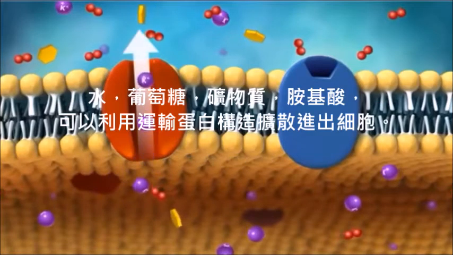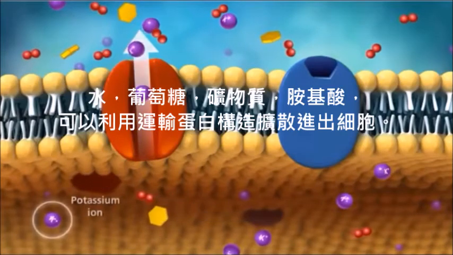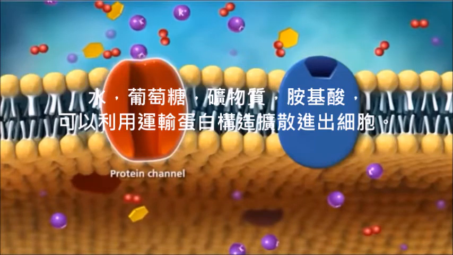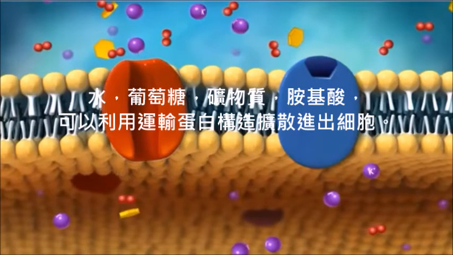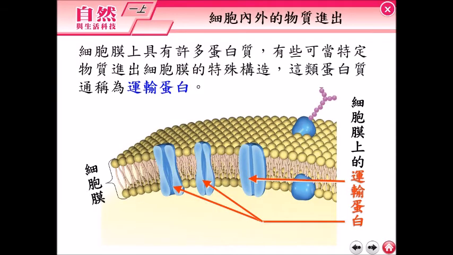Through facilitated diffusion, larger molecules, polar molecules, and charged ions use channel proteins embedded in the bilayer. The transport of other substances requires a special carrier.